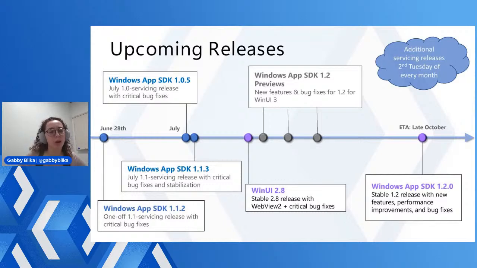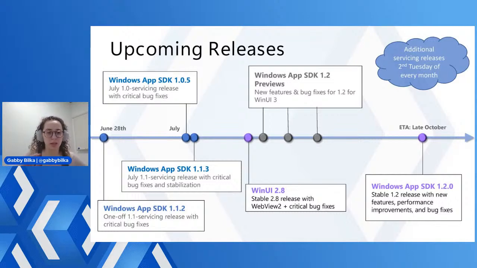And then we're starting down the road towards Windows App SDK 1.2. We're planning on releasing some previews starting late summer or so. And before the end of the year, we want to release a stable version of Windows App SDK 1.2.